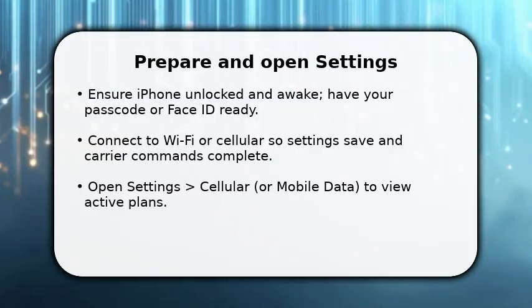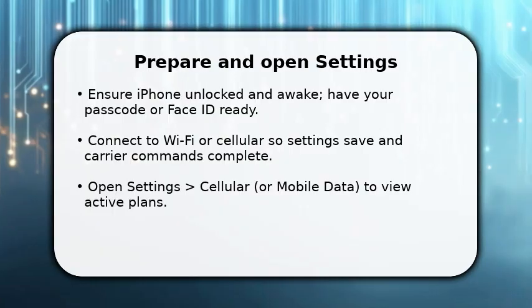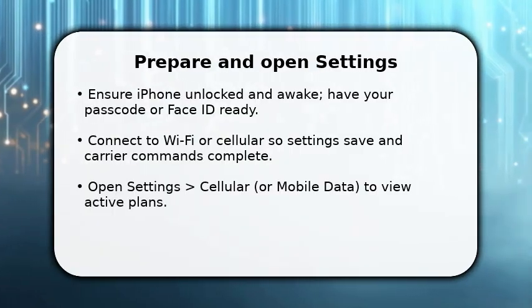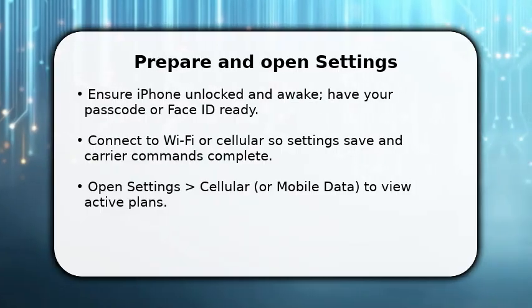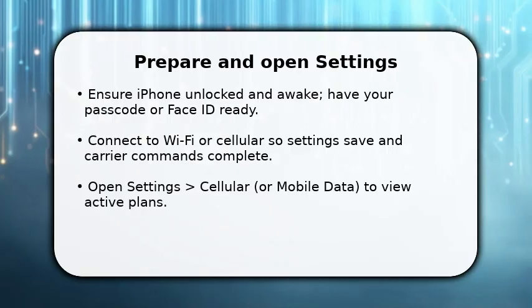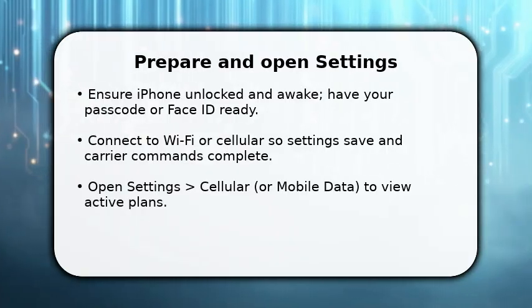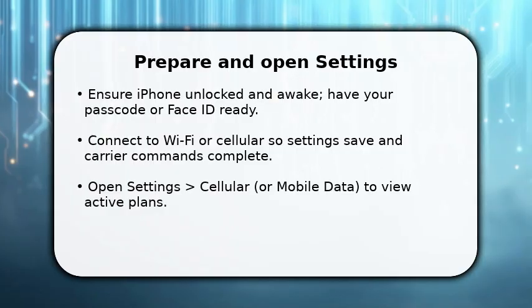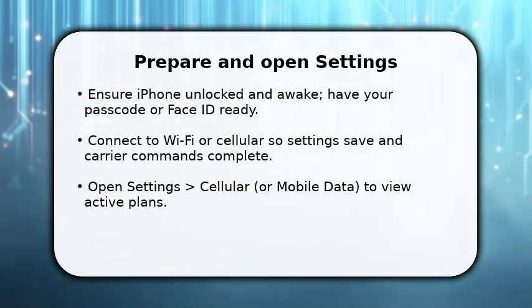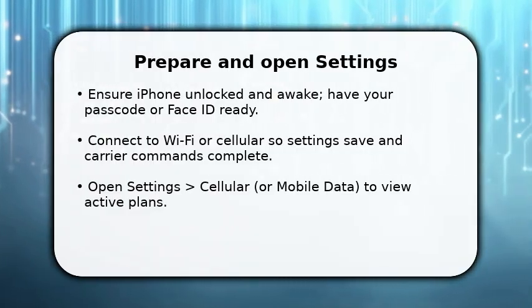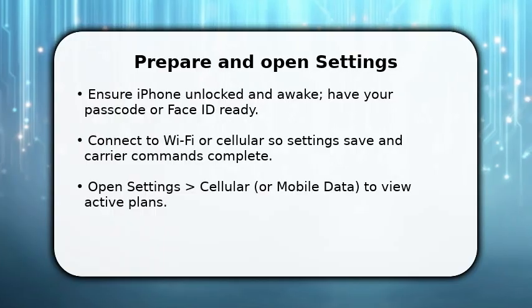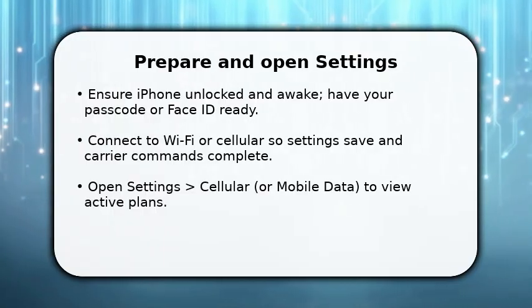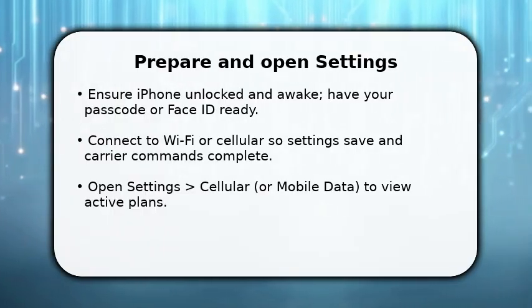You start now, unlock the iPhone and have your passcode or Face ID ready so you can make changes without delay. Once done, make sure you're on Wi-Fi or have cellular so the phone can communicate with Apple and carriers while removing a plan. Then open Settings and tap Cellular or Mobile Data. You'll see both physical SIM and any eSIM plans listed. This first step ensures you're in the right place and that the device can save profile changes when you remove the eSIM.